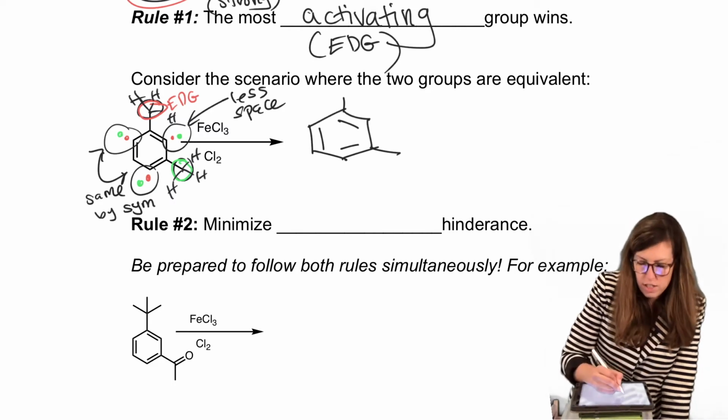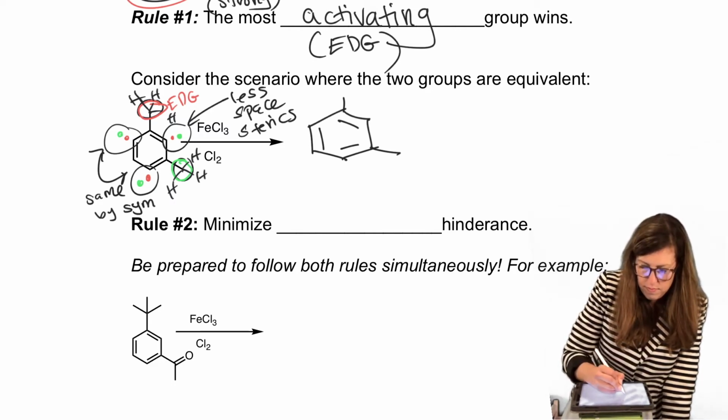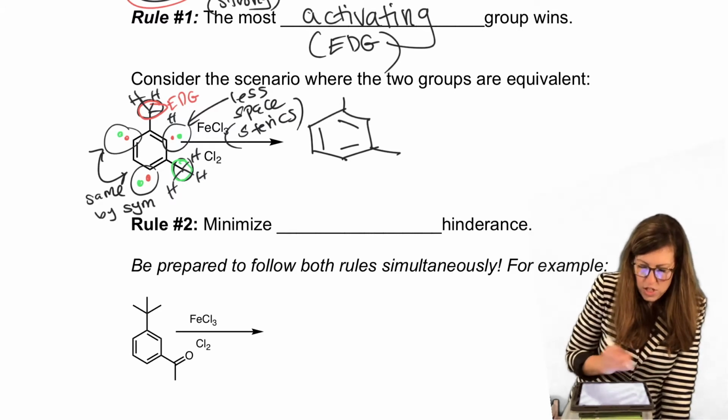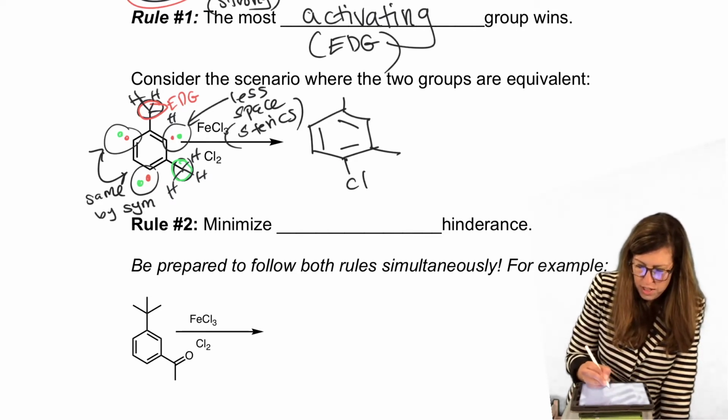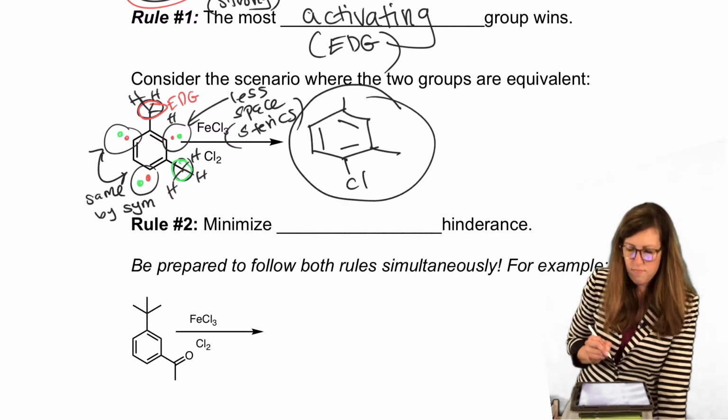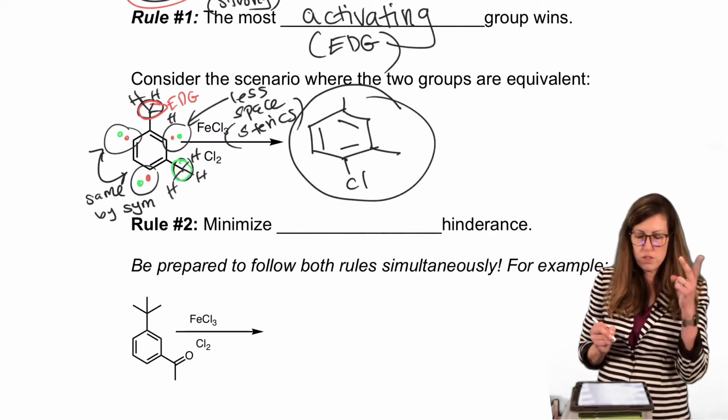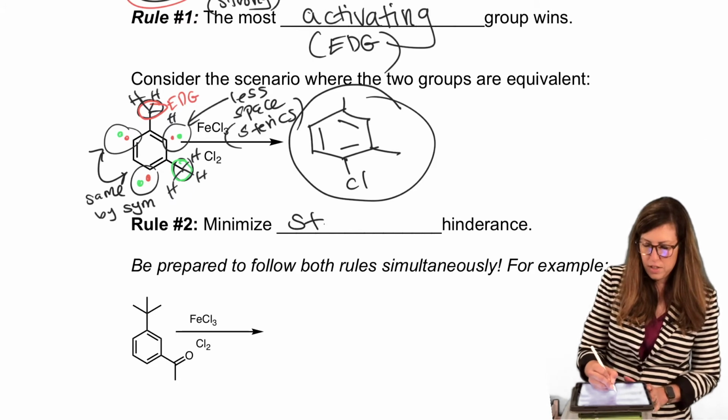Right? Sterically hindered. So the major would definitely be one of those two on the exterior. I'll put it here just because I have space. So rule number 2, it's 2 rules only, minimize steric hindrance.